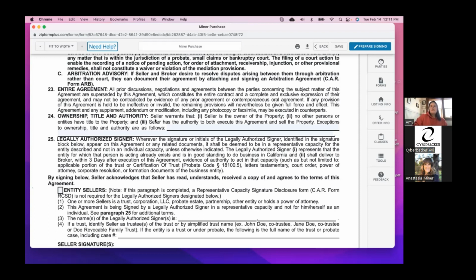Ownership, title, and authority. Seller warrants that the seller is the owner of the property. No other persons or entities have title to the property, and seller has the authority to both execute this agreement and sell the property. Exceptions to the ownership, title, and authority are as follows. You'd fill in that line.